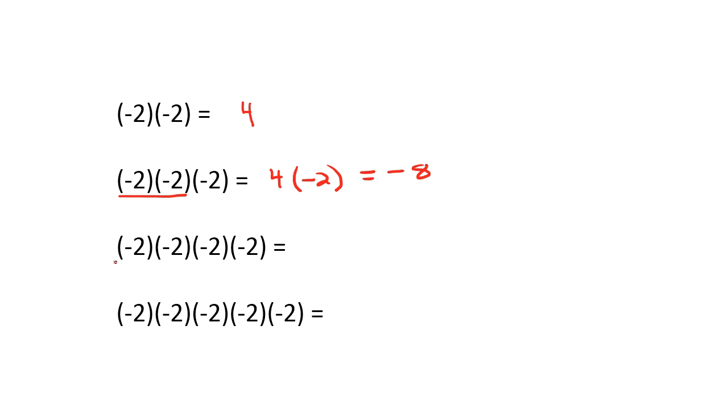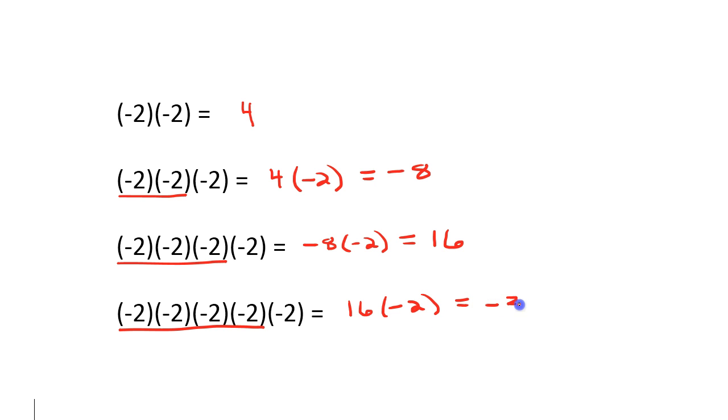Now look at this problem. We know from the problem above that this much of it is a negative 8. And I'm supposed to multiply by negative 2 again. Well, now I've got 2 negatives, so the product is going to be a positive 16. And the same thing here from the previous problem. I know that this much is 16, and then I'm supposed to take it times negative 2 again. And this time I've got one of each, so I get a negative 32.